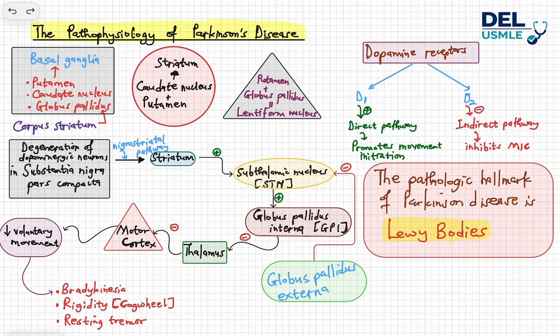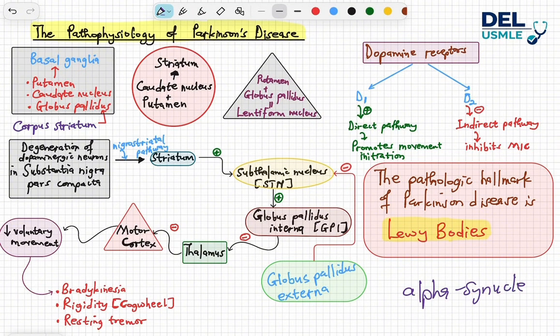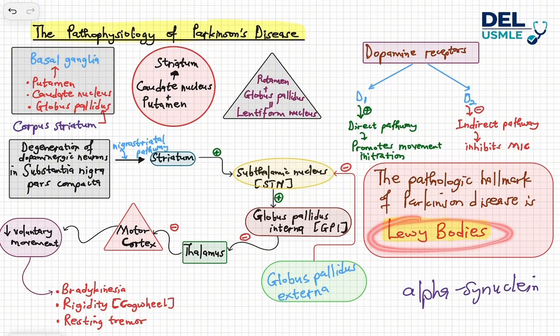Now, in Parkinson's disease, the degeneration of the dopaminergic neurons is actually initiated by the accumulation of misfolded proteins. And those proteins, we refer to them as alpha-synuclein. The accumulation of misfolded alpha-synuclein in the neuron terminals is what is responsible for the degeneration of the dopaminergic neurons in the substantia nigra pars compacta. And this misfolded alpha-synuclein makes up what we call the Lewy bodies.